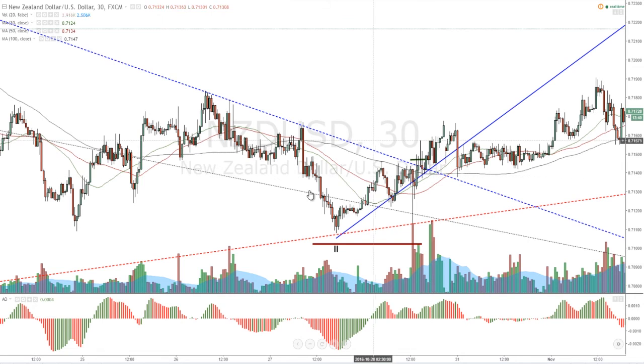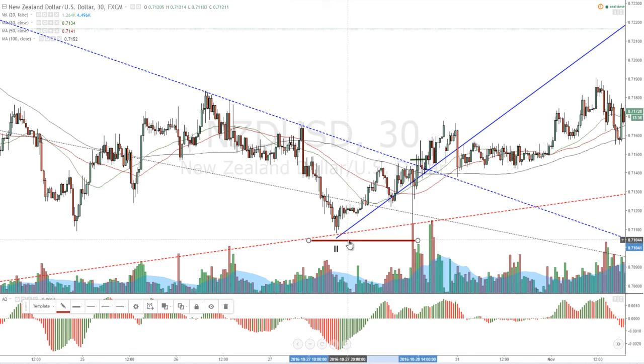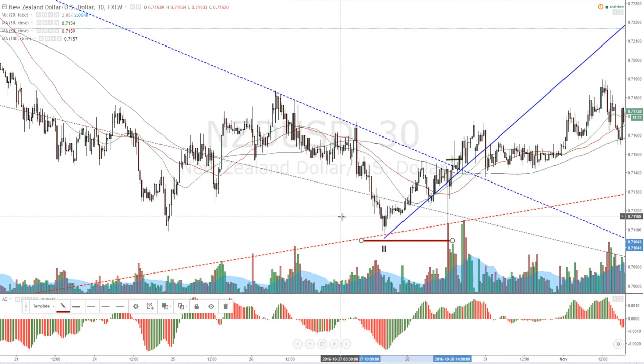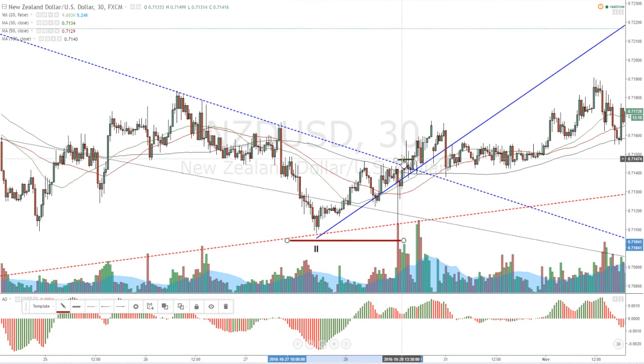But remember, independently of the trigger, your stop should be where it makes sense, and where it makes sense is below, in this case, the biggest low, the lowest low on this chart at this time frame. So I hope it was helpful.